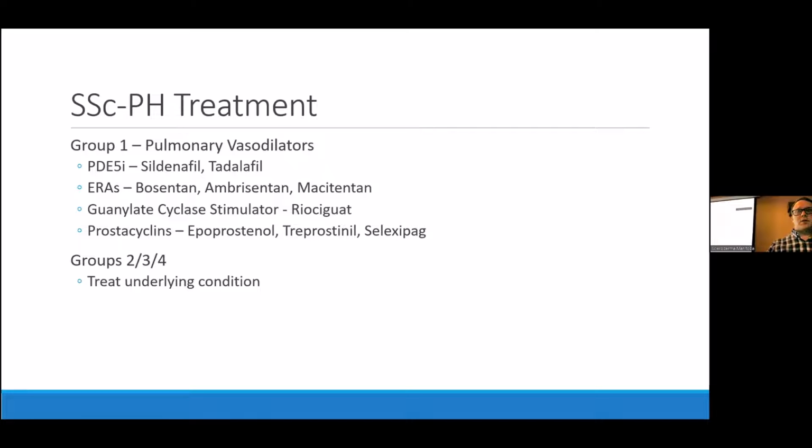Anything where you're more concerned that it's a group 2, 3, 4, i.e. relating to some other consequence, not just stiffening of the vessels from the underlying disease, the treatment is to treat the underlying condition. So if it was a consequence of low oxygen levels relating to ILD, we try to treat the ILD as best we can and hope that those pulmonary arterial vessels relax in terms of their pressures.